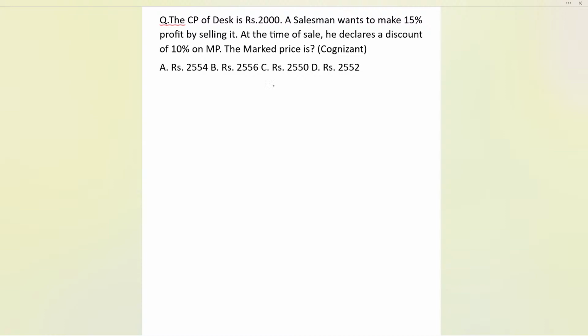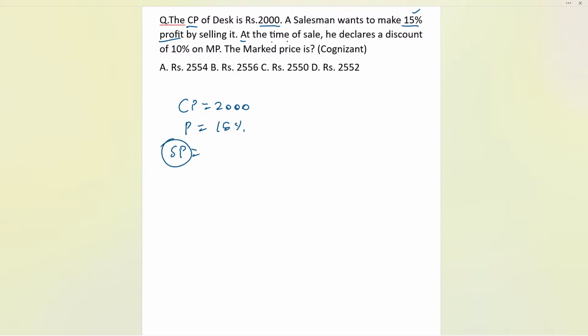Now, let us see over here, everybody. The cost price of the desk is what? 2000. The cost price is given over here as 2000. Now, the salesman wants to make a 15% profit. Suppose you are the salesman and you have purchased a desk for 2000. You want some profit, so you want a profit of 15%. So at some price, you'll be selling it.